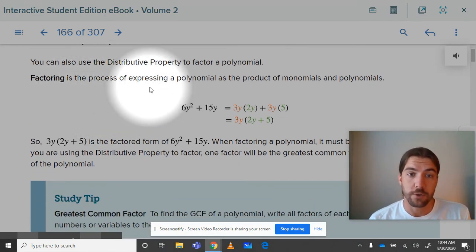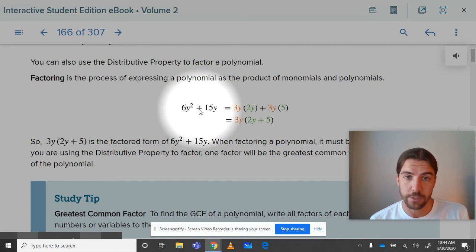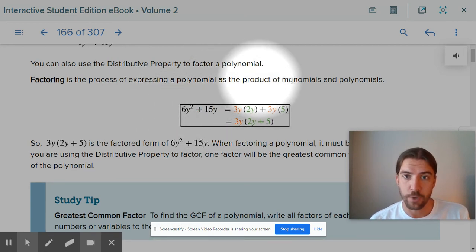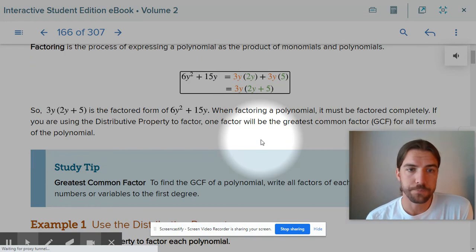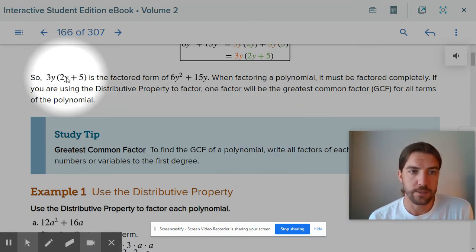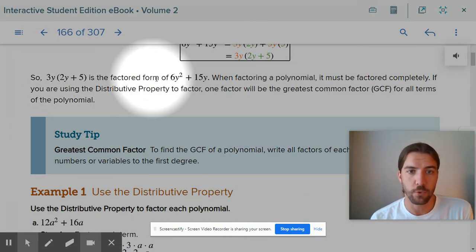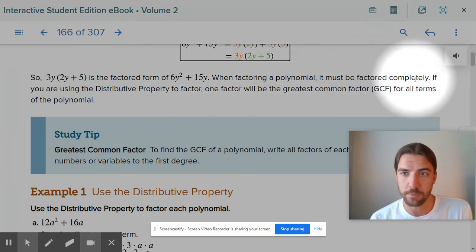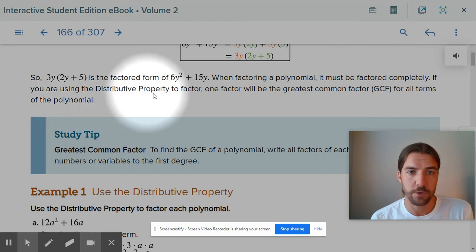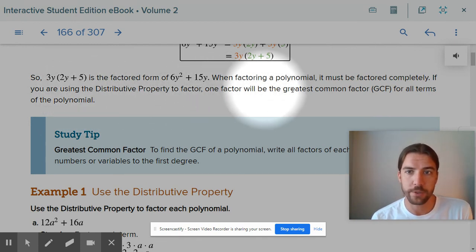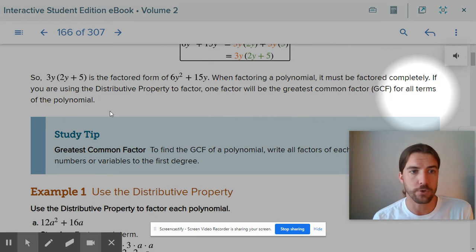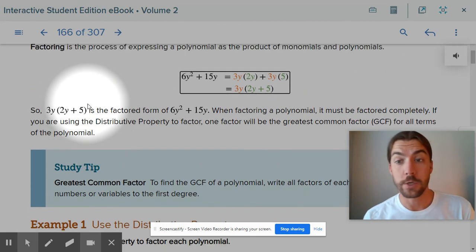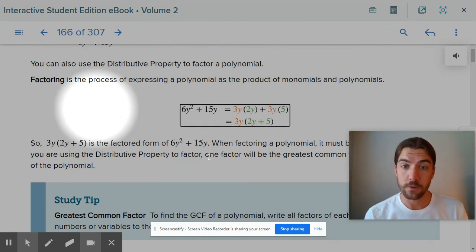Factoring is the process of expressing a polynomial, this polynomial right here, as the product of monomials and polynomials: 3y and 2y plus 5. Okay, so 3y times (2y plus 5) is the factored form of 6y squared plus 15y. When factoring a polynomial, it must be factored completely. If you are using the distributive property to factor, one factor will be the greatest common factor for all terms of the polynomial. So in our next example, we're going to look for greatest common factors.